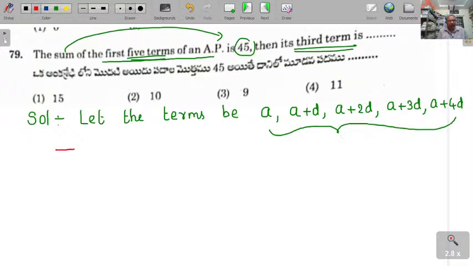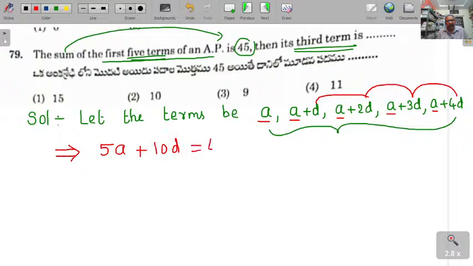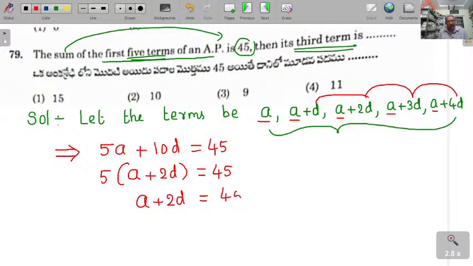So on adding all these 5 terms, what do we get? a plus a, 2a, 3a, 4a, 5a, we will get 5a. Now the d's are to be added. d plus 2d is 3d, plus 3d is 6d, plus 4d is 10d, equal to how much is given? 45. So you can simplify it. How could you simplify? Take 5 common out. Then what do you get? a plus 2d is equal to 45 divided by 5.